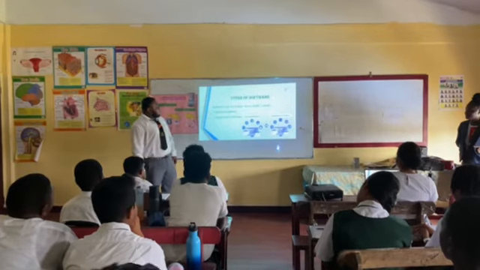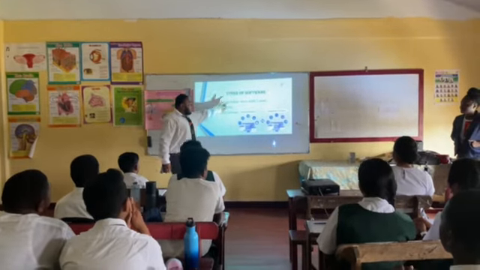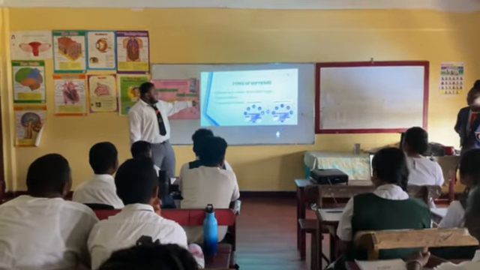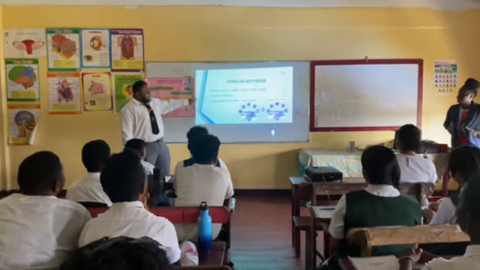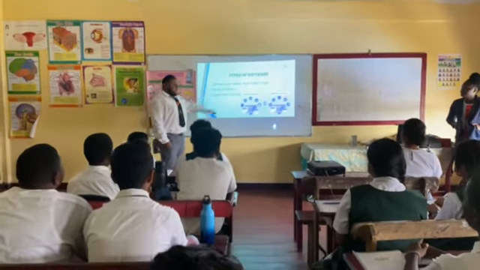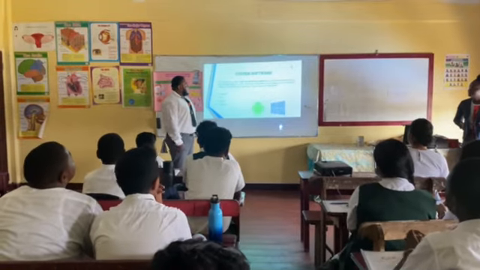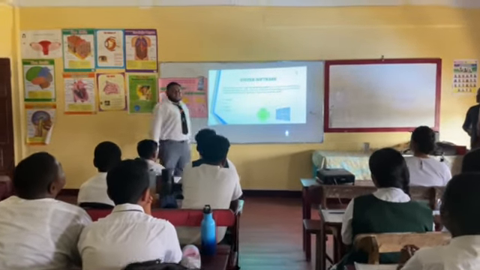Now the types of software. Now software can be broken down under two types. What is the first type? System software. And application software. Now let's just look at system software. Can someone read for me?